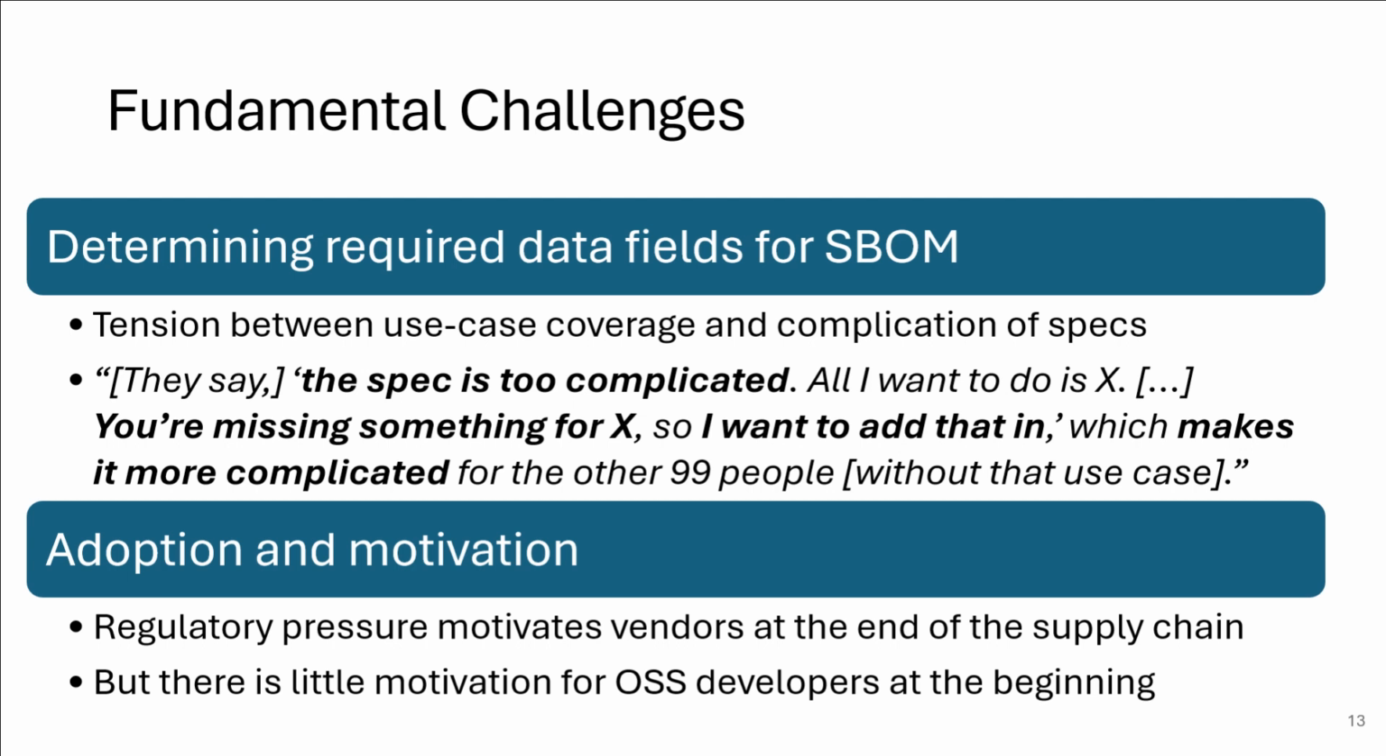basics of SBOM. So first, we need to determine what exactly should be the required data fields for SBOM. And this might seem relatively simple at first. Well, you need the licensing information, you need the unique identifier, you need the dependencies, etc. And that's all pretty well and good. But as we want to add more and more use cases, specifically niche use cases, there arises a tension between that use case coverage and the complication of the spec.